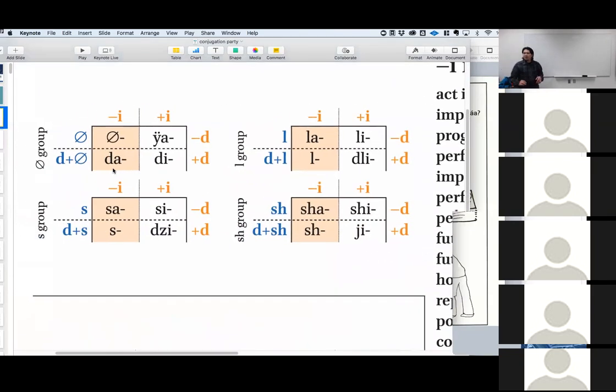So the group, we have the zero group, the S group, the L group, the SH group. Okay, and once it belongs to a group, it cannot leave the group unless it becomes a different verb. So that is defined by the verb itself. Okay, so generally, they have a little bit of meaning. The zero group is the default. Like yeti is to be that way.